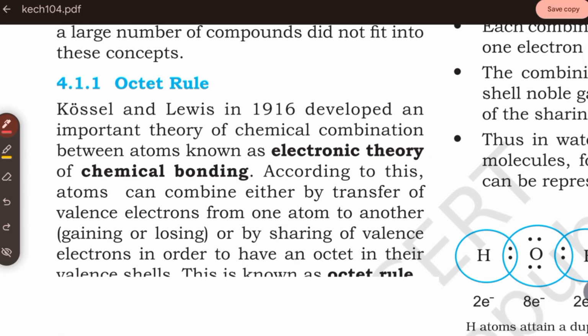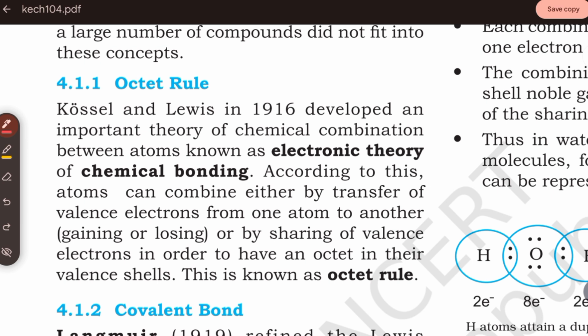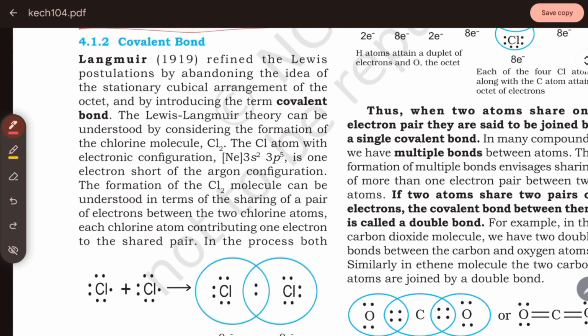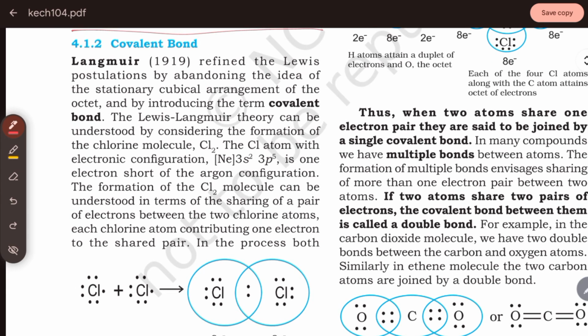Next is the octet rule, which I have already told you that every type of bond will try to fix. How? By either gaining or losing, or by sharing. So according to this, atoms can combine either by transfer of valence electrons from one atom to another, that is the electrovalent bond, or by sharing of valence electrons. Moving on to covalent bond formation. A covalent bond is obtained by sharing of electrons. Which electrons? Of course, valence electrons.